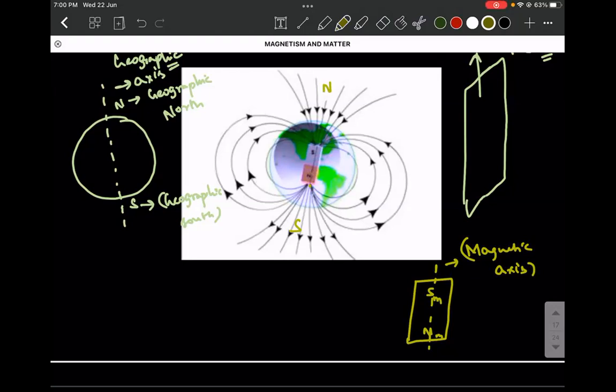That is why we have something called declination or variation. I'll come to that point slowly. It is like a zero error. I'll tell you what it means.